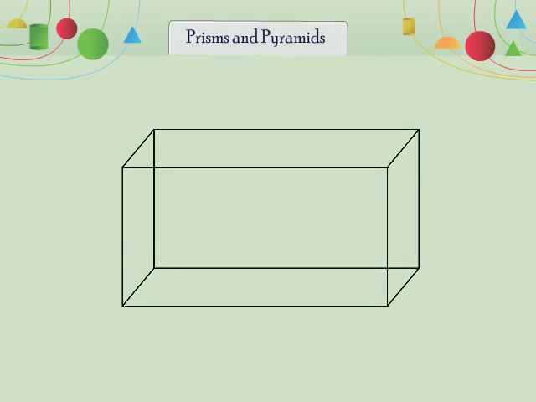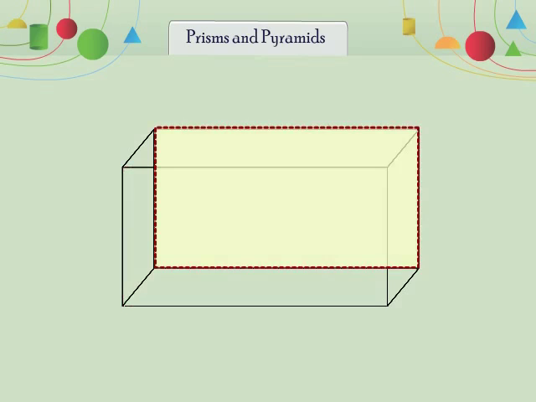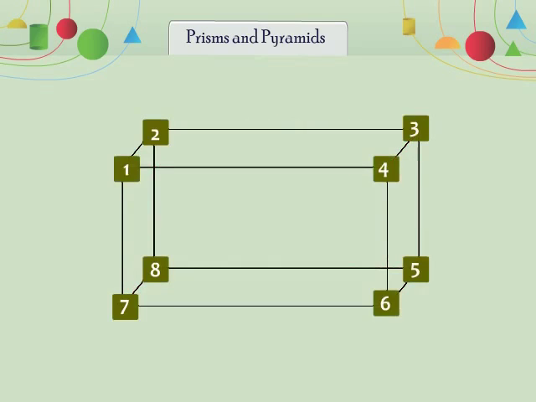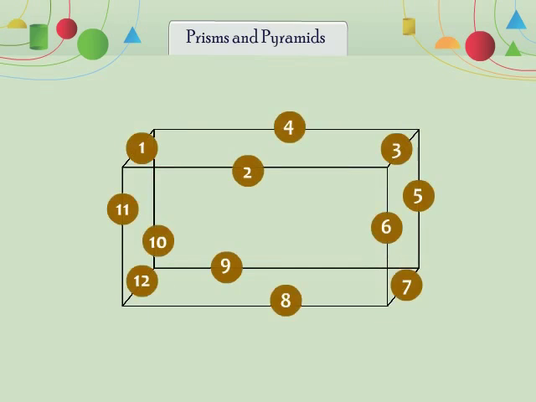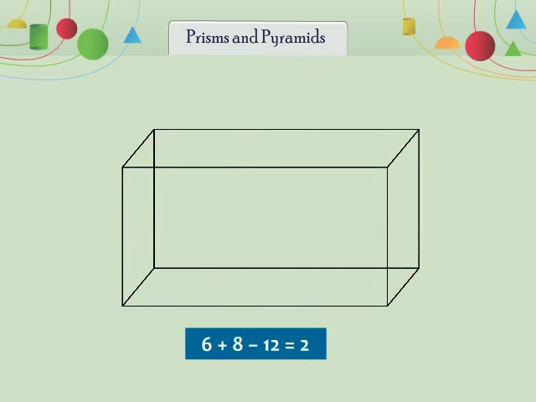Let's try it on the cuboid. A cuboid has 6 faces, 8 vertices and 12 edges. So 6 plus 8 minus 12 is equal to 2.